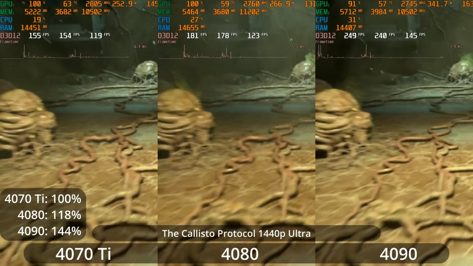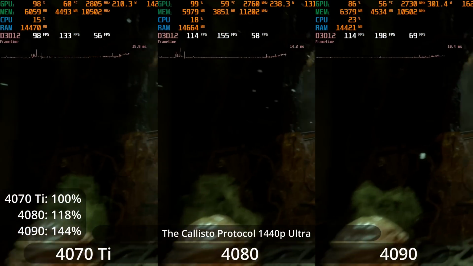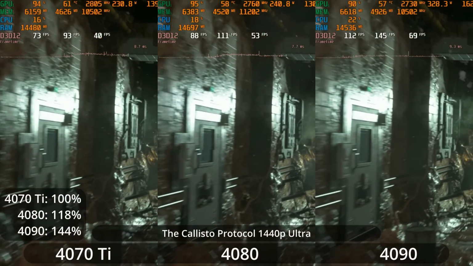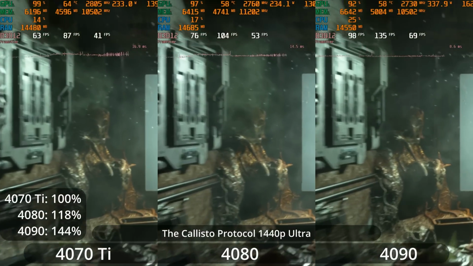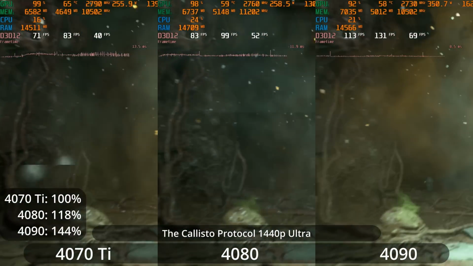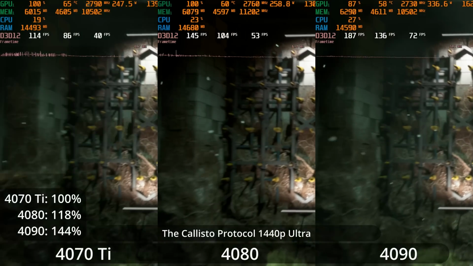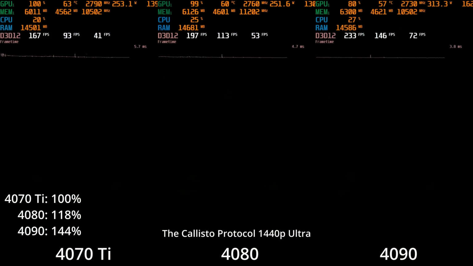Anyway, we'll see it again as we go down to 1440p. At 1440p Ultra settings, all of the GPUs are doing well, although with the 1% lows, again, there are still these difficult areas that dip, and the frame time graphs look very stuttery here. The 4090 is showing a 44% lead over the 4070 Ti.